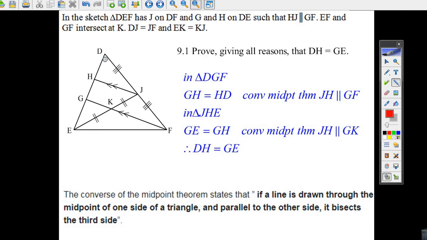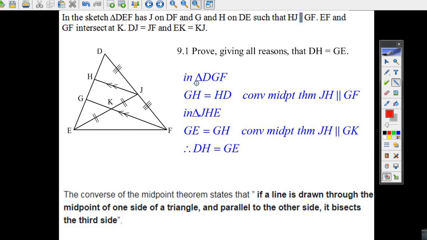Prove, giving reasons, that DH equals GE. You're given all this stuff. There are all these different triangles going on. There's a triangle here, there's a triangle here, there's a big triangle. I see 3 triangles, and I see these parallel lines cutting across. Okay, now let's start. We're going to prove that DH equals GE.